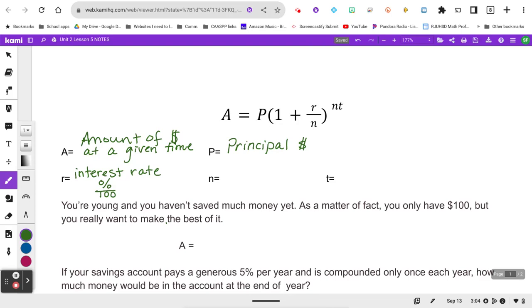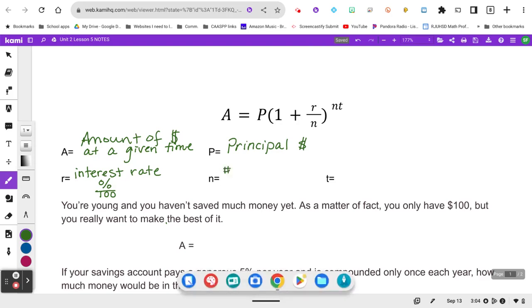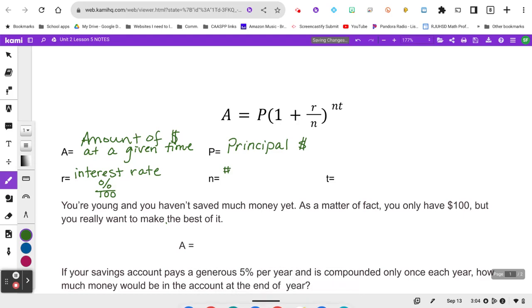N is the number of compounding periods or time. So if we're doing it quarterly, we're doing it 4 times a year. Weekly, so every week. And if we were doing it daily, things like that. Compounding periods. Now T is time in years.